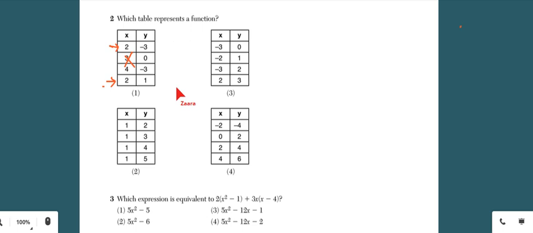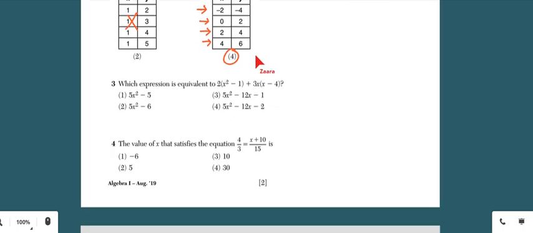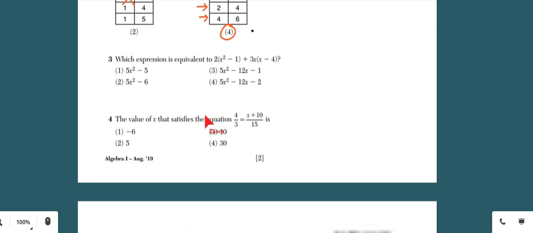In this one, negative 3 maps to 0, and at the same time negative 3 maps to 2. So this is also not a function, okay? And in this one, for one input you have multiple outputs, so this is also not a function. Now here, this is a function because for each input there is one and only one output. So this is our function. Okay, look at the next question.